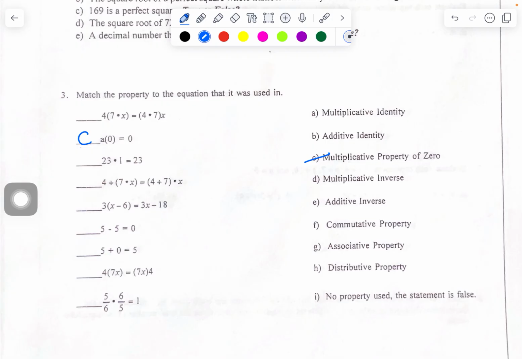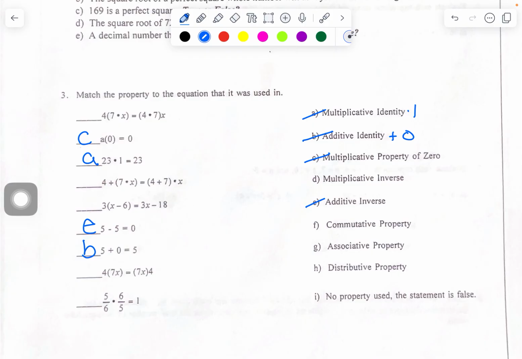I know that then I have those identity properties that aren't going to change the value of the number. So the multiplicative identity property tells me when I multiply a number by 1, I'm not going to change the identity of the number. It remains the same. Whereas the additive identity tells me when I add 0 to a number, I'm not going to change the identity of the number. It will remain the same.